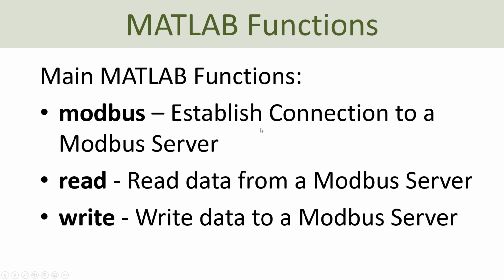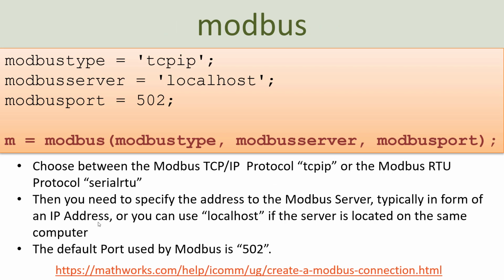This Industrial Communication Toolbox supports different functions for communicating with Modbus. The three main functions are modbus, which you use in order to establish a connection to the Modbus server, and then you have functions for reading and writing data. So these are the three main functions that you need to use in order to create a MATLAB script that is communicating with a Modbus server. Here you see a basic example where you establish a connection to the server.